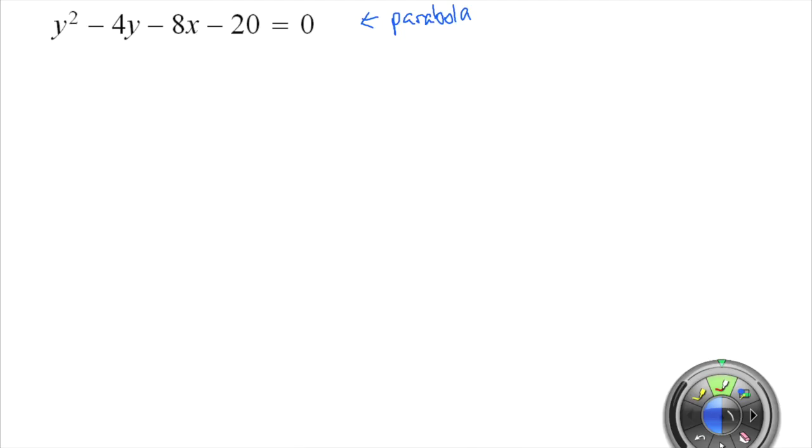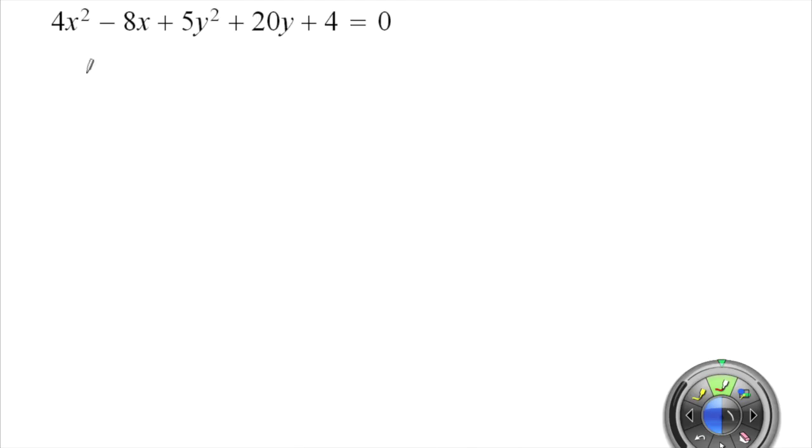Alright, so let's look at my next example. This one here has an x squared and a y squared and a smattering of x's and y's and a constant. But because it's an x squared plus a y squared, this thing is going to be an ellipse.